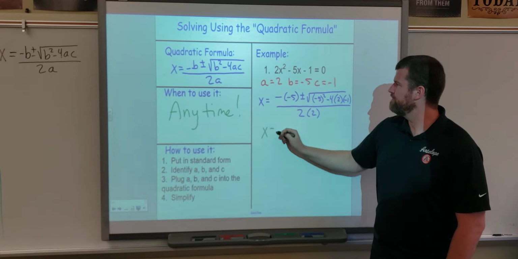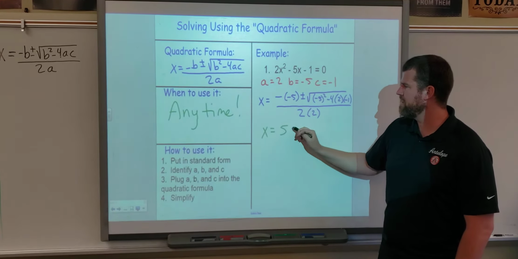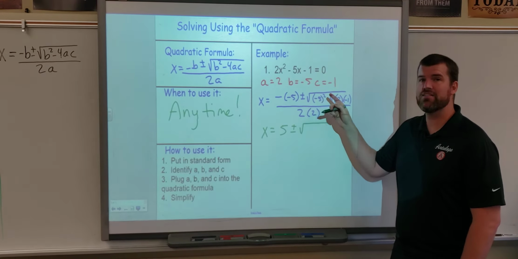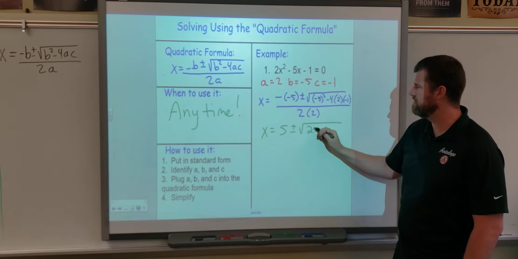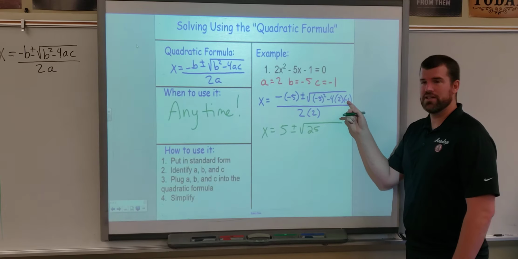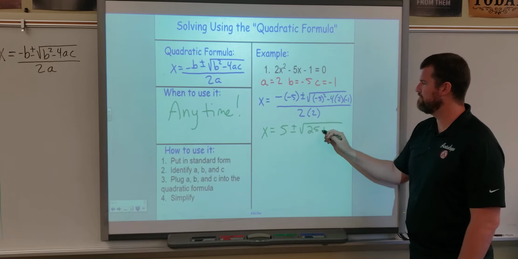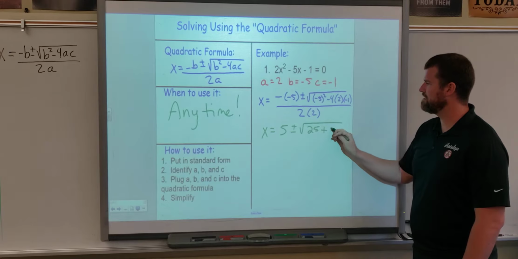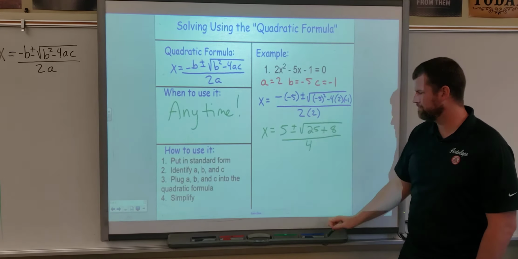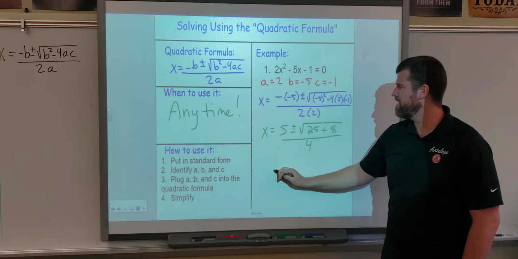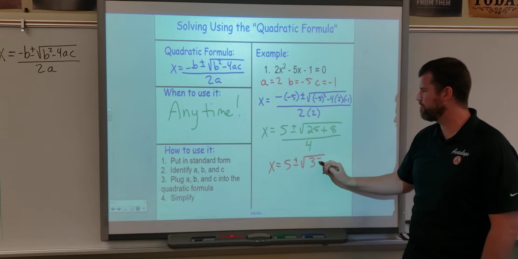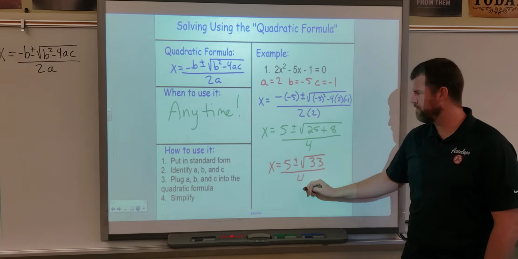So negative 5 is a positive 5. Using the parentheses here helps me remember to do negative 5 times negative 5, which is a positive 25. And then negative 4 times 2 times negative 1. Two negatives make a positive. 4 times 2 times 1 is 8. All over 2a, 2 times 2 is 4. Continue to simplify. X equals 5 plus or minus the square root of 33, over 4.